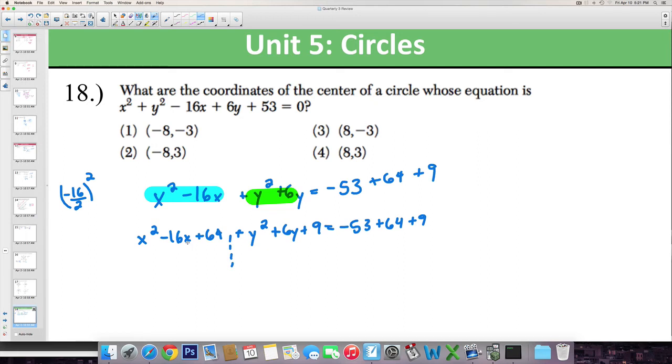Now this is a perfect square trinomial. It works out to be x minus 8 squared. And this is another perfect square trinomial. Works out to be y plus 3 squared. And that equals 10. So this just asks us for the center. So the center would be 8 comma negative 3.